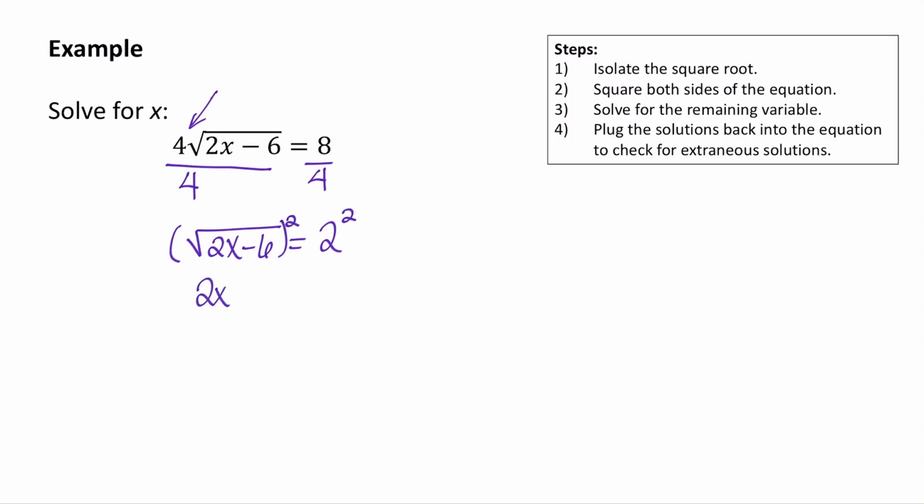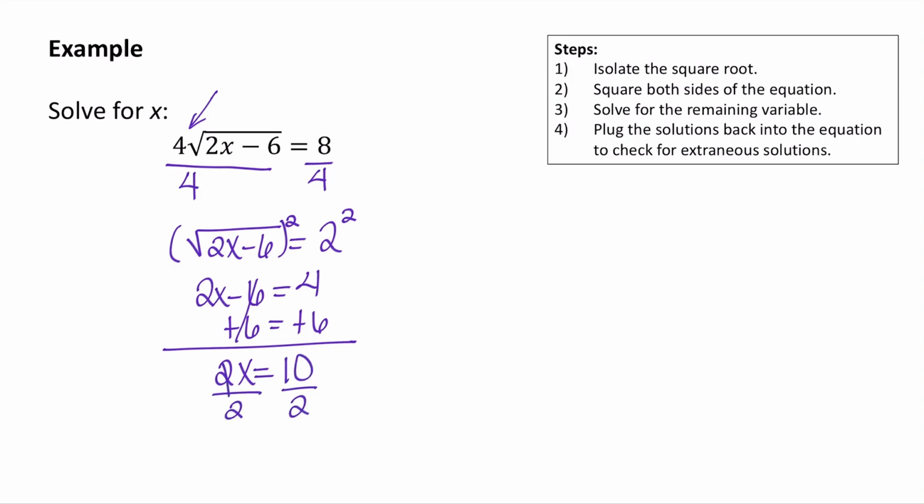So we have 2x minus 6 equals 2 squared, which is 4. Now we're going to solve for x by adding 6 to both sides. When we do that, we get 2x equals 4 plus 6, which is 10. Now we divide both sides by 2, which gives us x equals 5.